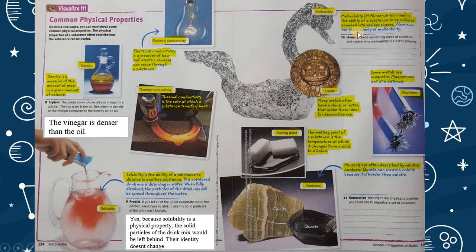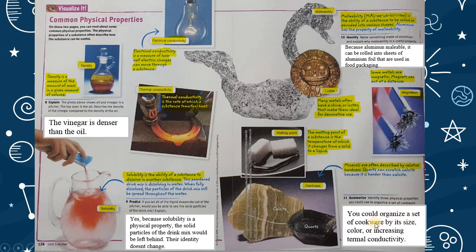Number 10, we are going to identify. You are going to name something made of aluminum and explain why malleability is a useful property. Because aluminum is malleable, it can be rolled into sheets of aluminum foil that are used in food packaging. Very good. And number 11, you need to summarize. Identify 3 physical properties you could use to organize a set of cookware. You could organize a set of cookware by its size, color, or thermal conductivity.